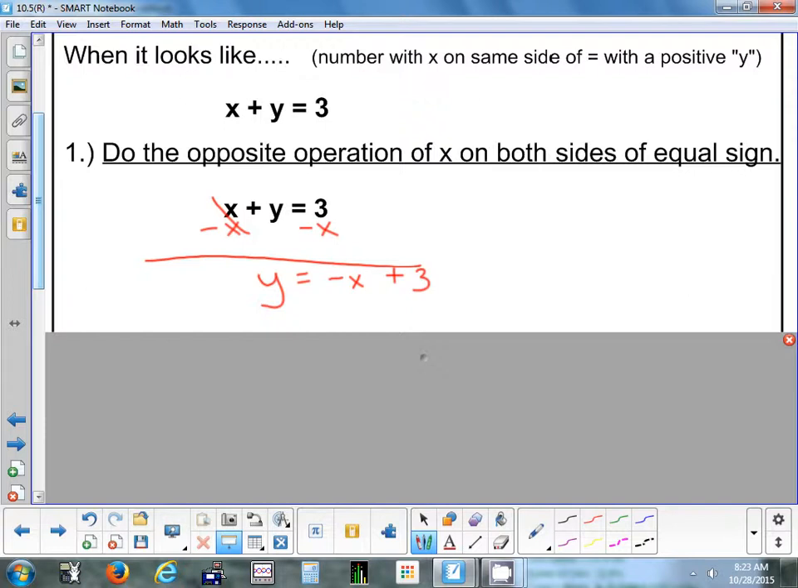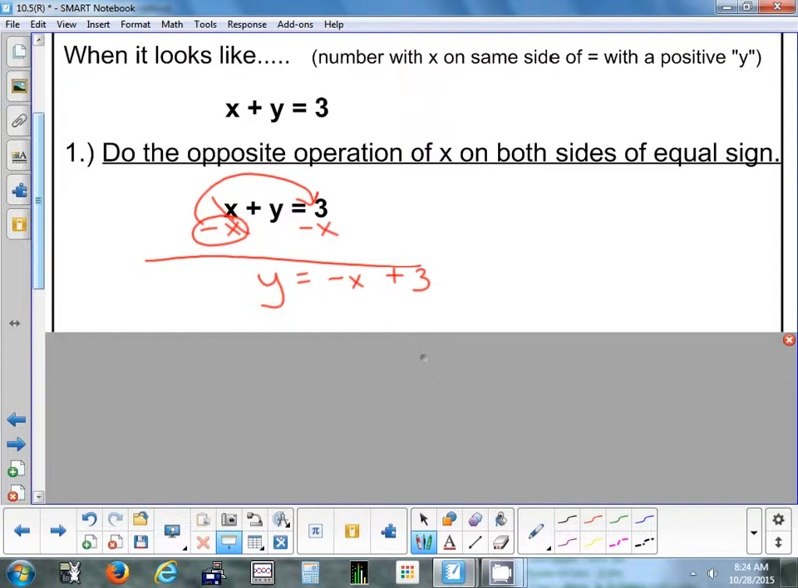Whenever I have that x on this side, when I rewrite it or move it, it has to go after the equal sign. That's the order it needs to be. Sometimes what I'll do also, I'll circle it and draw an arrow to the other side of the equal sign. Sometimes that makes more sense for people. So now I have the order that I want. I have y equals negative x plus 3.